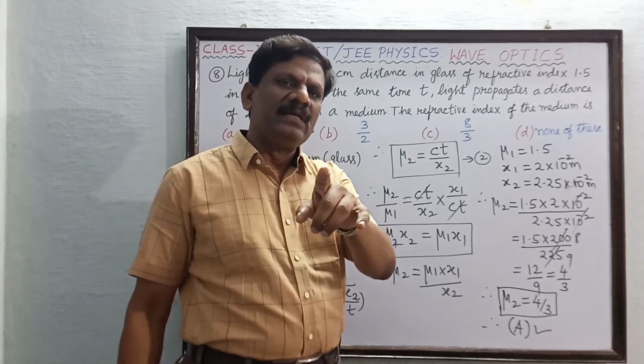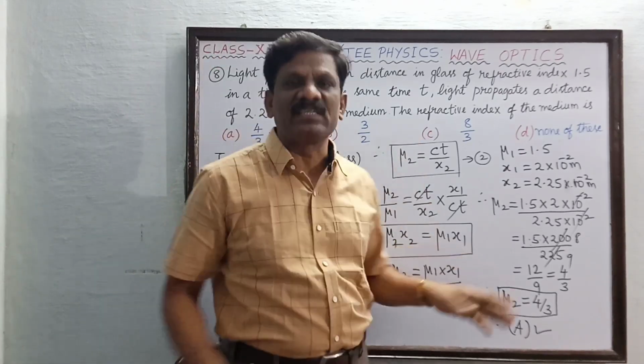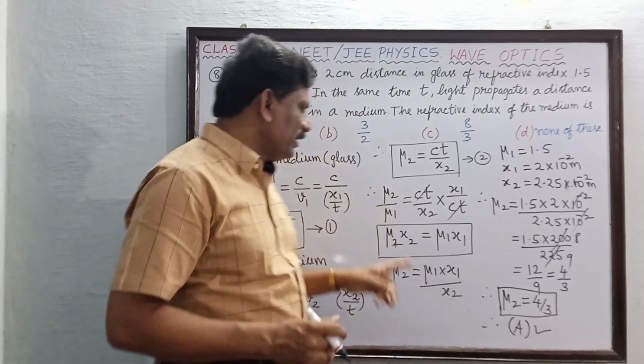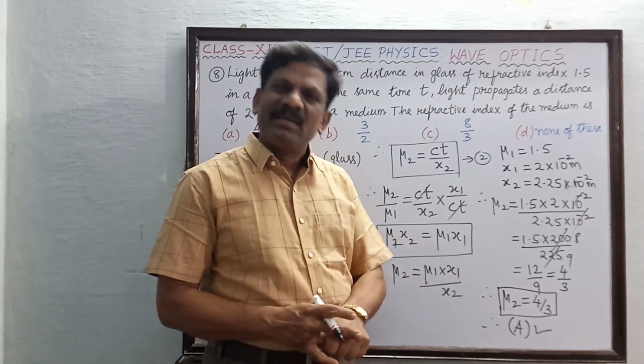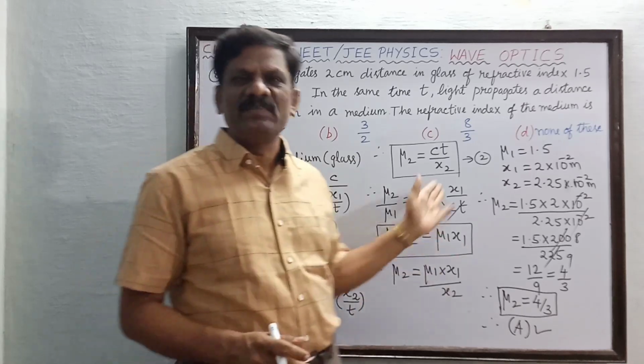I told you repeatedly, my dear students, that for understanding's sake I am explaining how this expression has come, that's all. Have you understood? In the exam, what you have to remember is only this equation: mu1 into x1 is equal to mu2 into x2. Substitute directly, very fast you have to solve this problem. I hope you must have understood well. Fine.